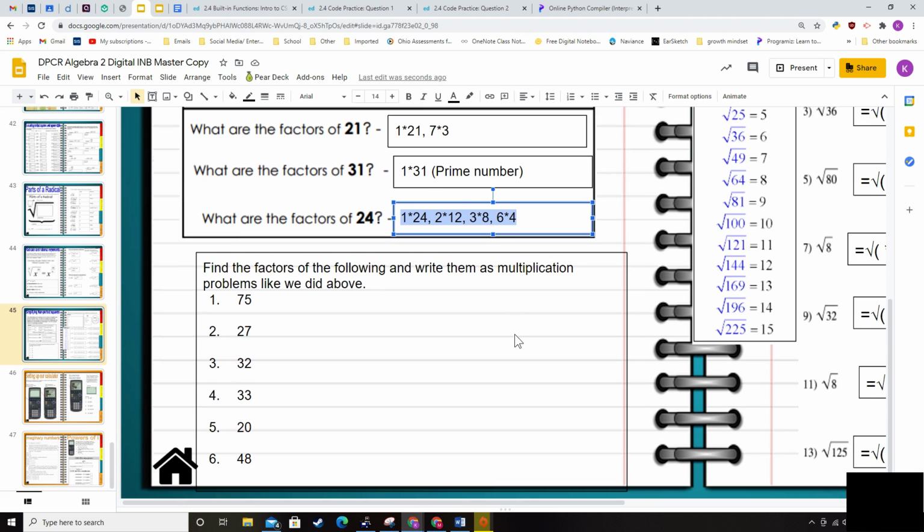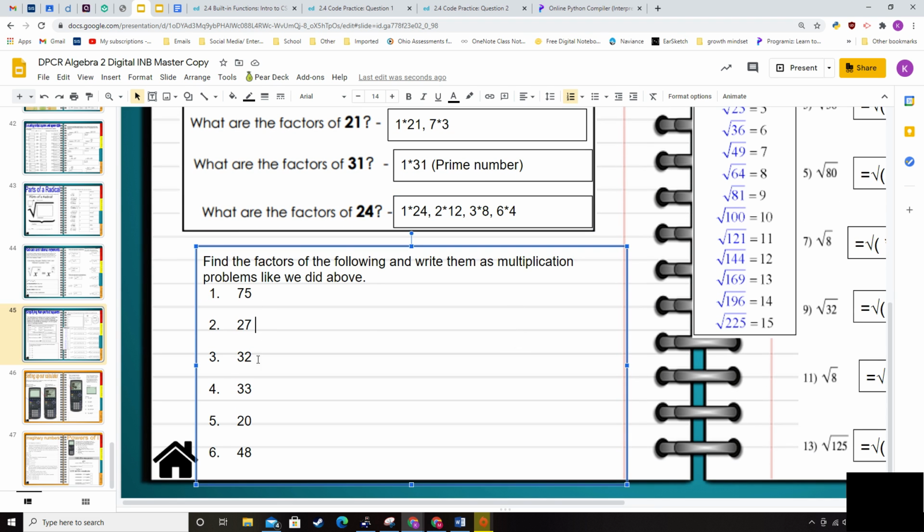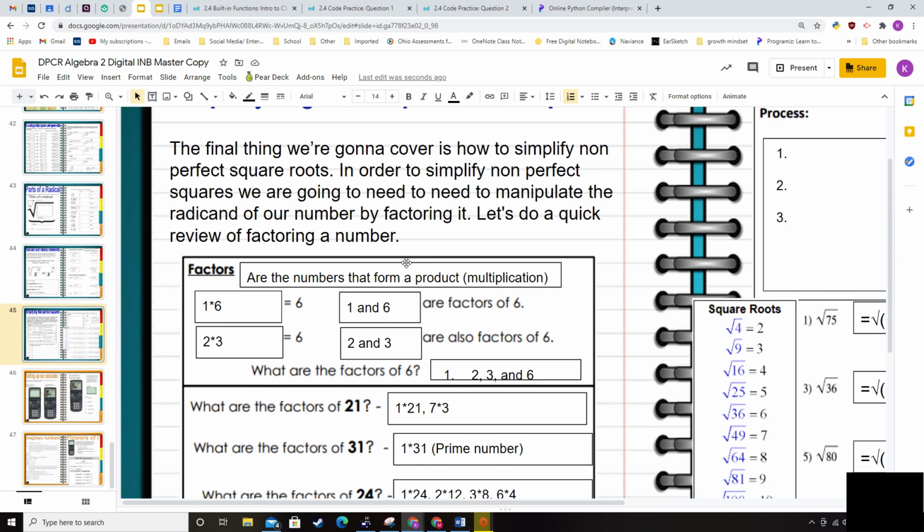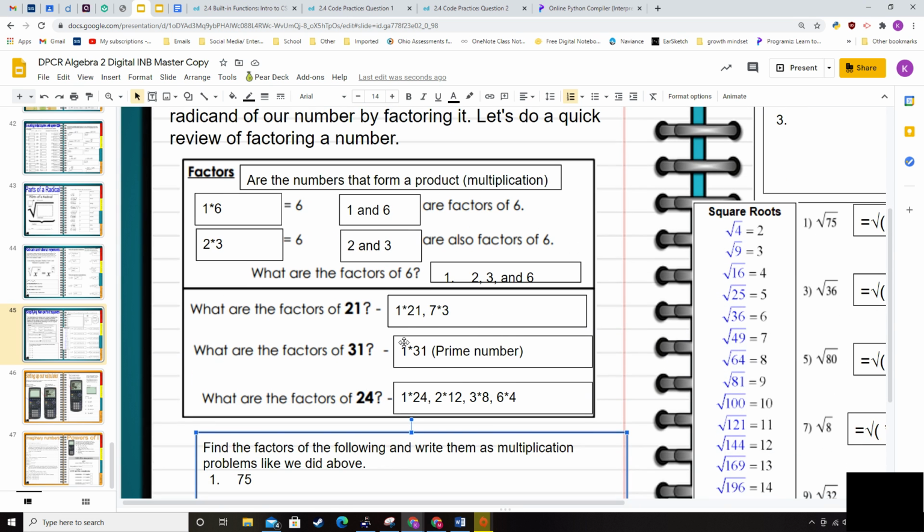Now, you guys are going to be doing these next ones on your own. This factoring comes into play when we're trying to find the different non-perfect square roots and how to simplify them. I'm going to let you guys go through and do this first. Come back and we're going to take a crack at this next part together, okay?